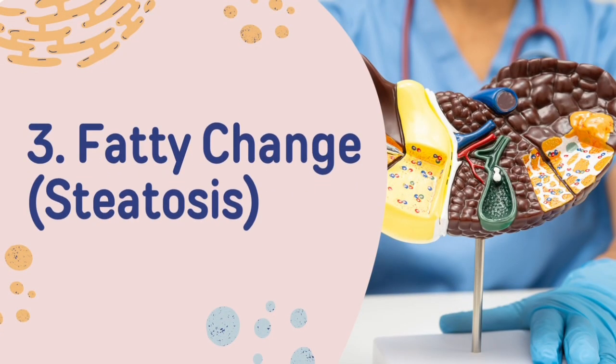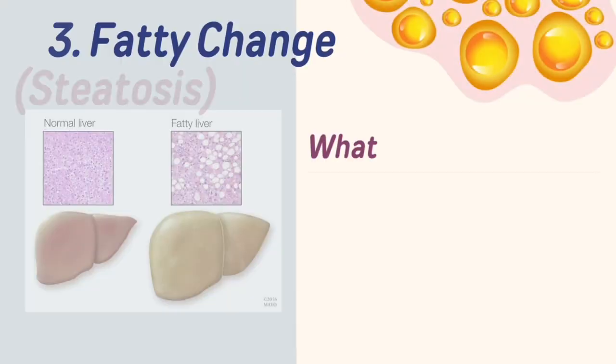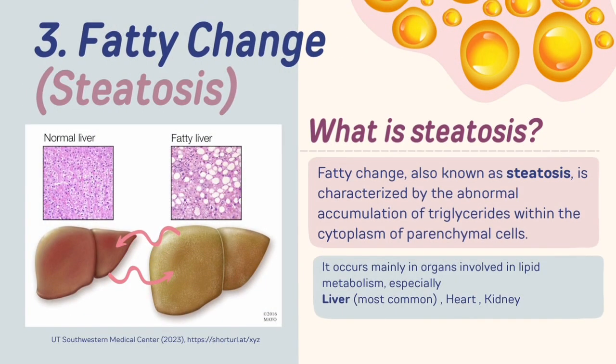Next, I would like to talk about fatty change. Fatty change is a reversible cell injury. This means the cell can recover if the cause is removed early. What is steatosis? Steatosis is the buildup of triglyceride inside the cytoplasm of the cell. It happens most often in the liver because the liver is the main organ that processes fat. It can also happen in the heart and kidney.